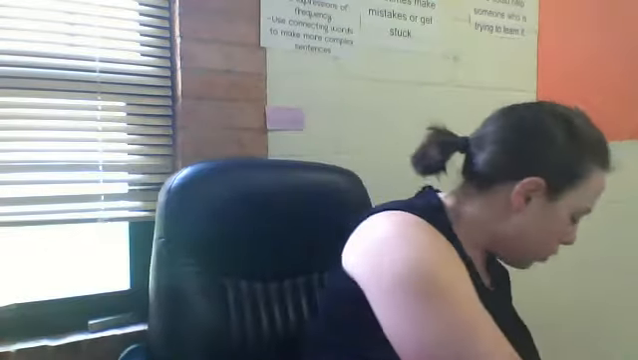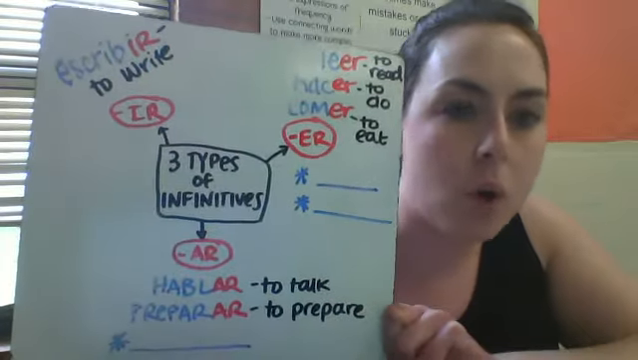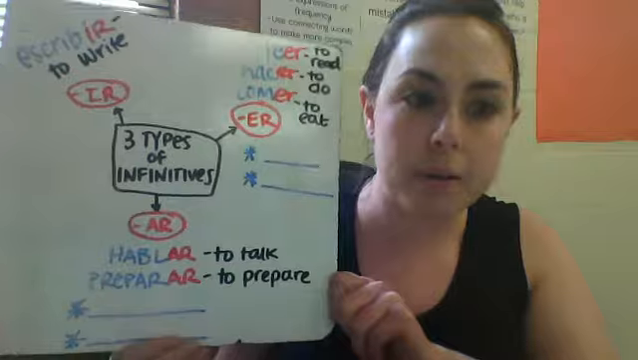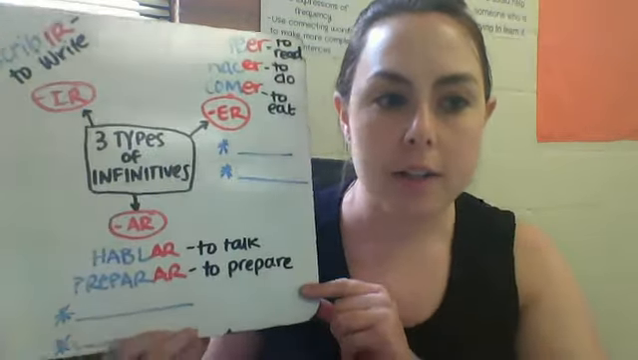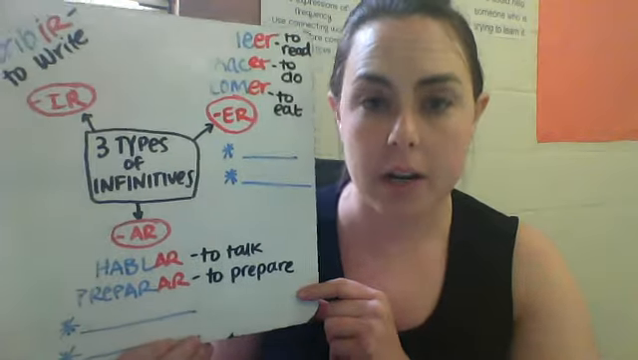In Spanish, the way that we recognize an infinitive is not by a word at the front, it's by looking at the endings. There's 3 types of infinitives in Spanish, and we know if the word is an infinitive by looking at the end. Okay, the 3 types of infinitives are AR, ER, and IR. AR is the most common type of infinitive. There's more AR verbs than any other type.